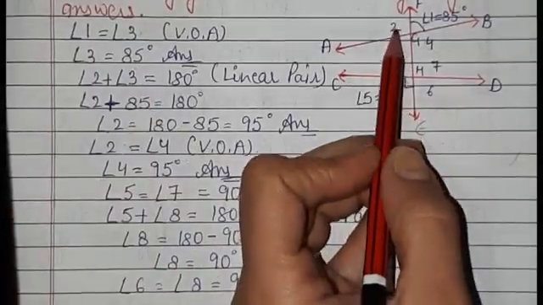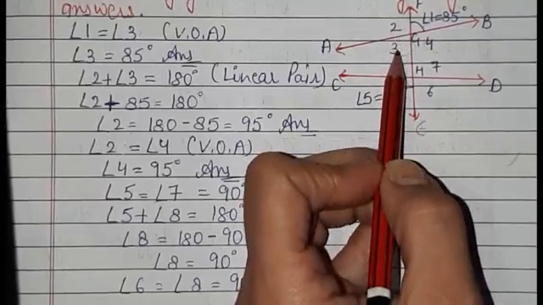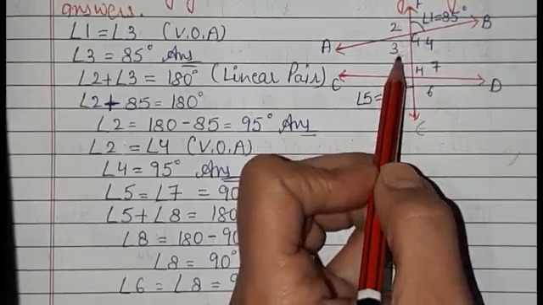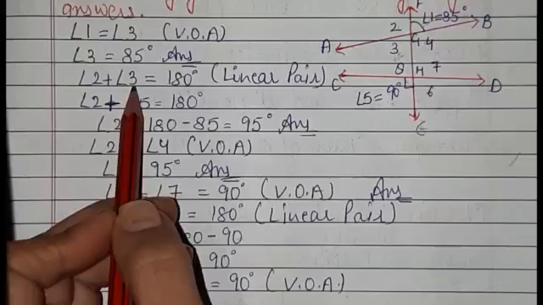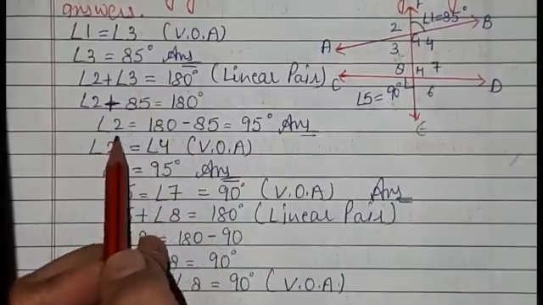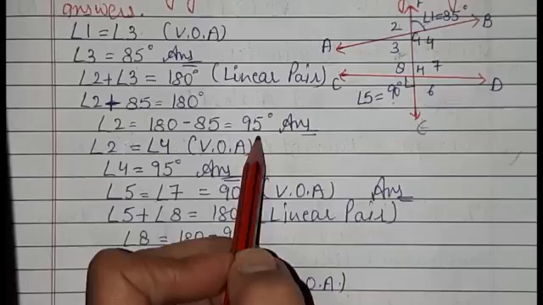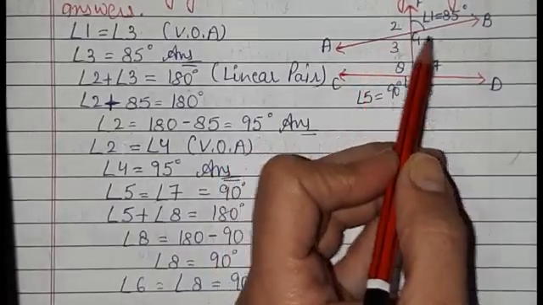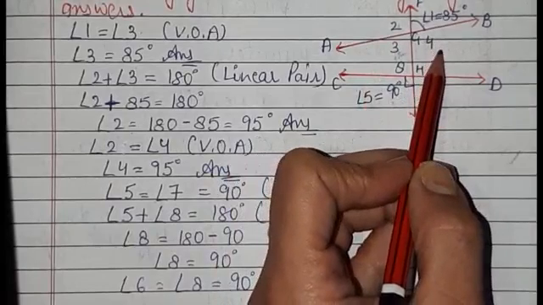Now angle 2 plus angle 3, this is a straight line. So these two angles make a linear pair. So angle 2 plus angle 3 is equal to 180 degrees. Put the value of angle 3, that is 85 degrees. Angle 2 is 180 minus 85, 95 degrees. If angle 2 is 95, so angle 4 will also equal 95 degrees.